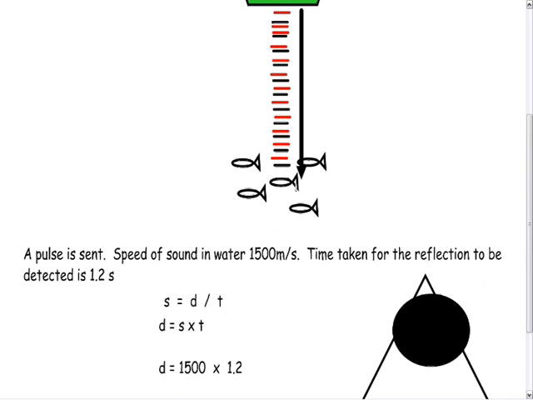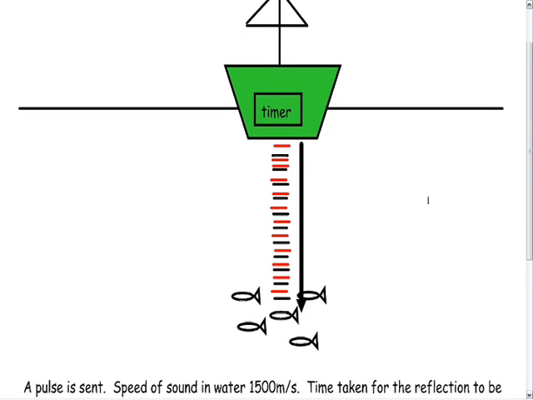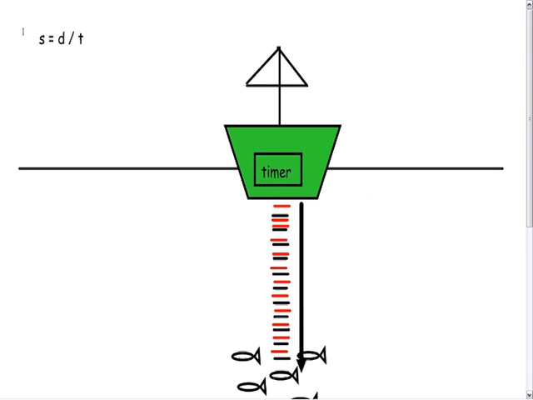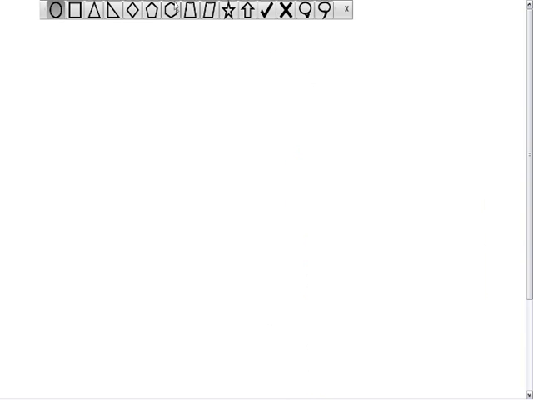Okay, now you can get a variety of different ways of being asked this question. It can be using this. This is called sonar, okay, which is using sound in water. You can also get it using radar, which is if they have aircraft.